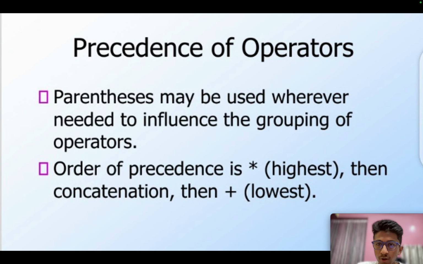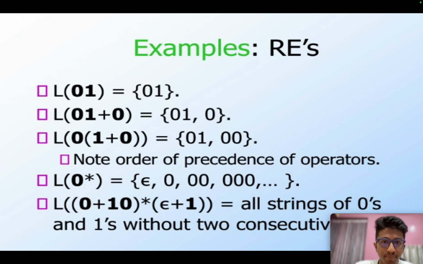Precedence of operators. Parentheses may be used wherever needed to influence the grouping of operators. The order of precedence is: star highest, then concatenation, then plus lowest. Plus is the lowest while star is the highest, and concatenation comes in between.